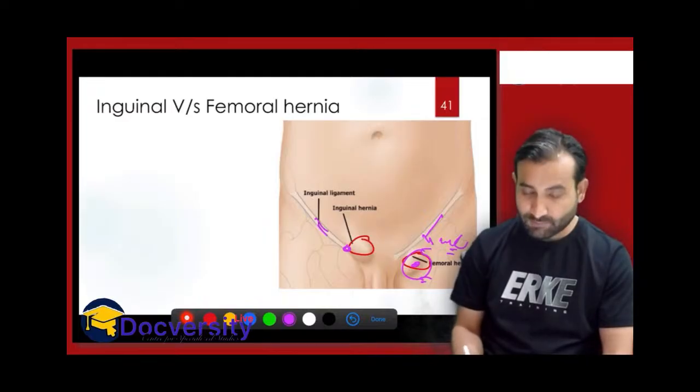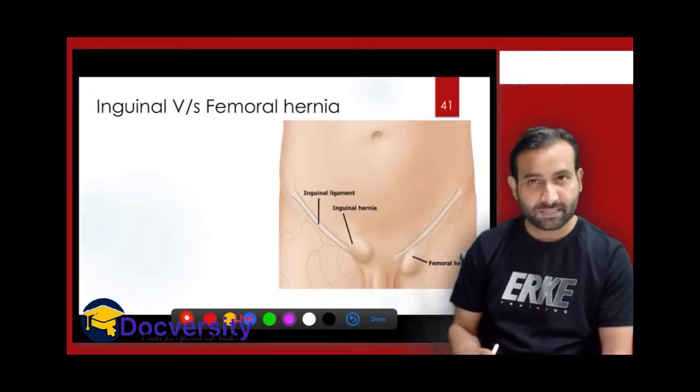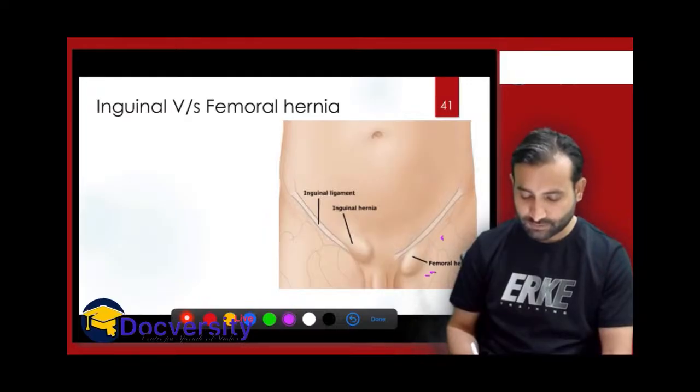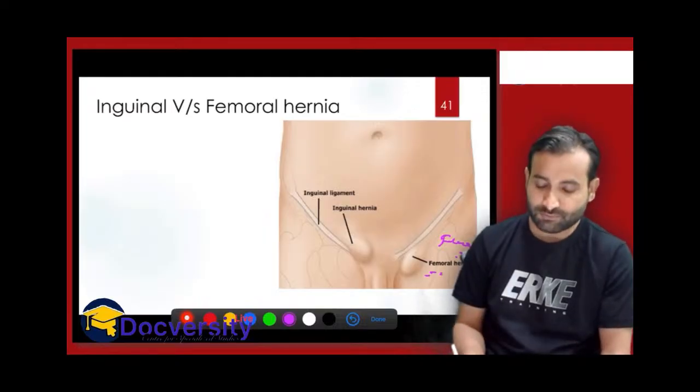And femoral hernia most commonly undergoes strangulation. Inguinal hernia less commonly goes for strangulation, okay? And femoral hernia is more common in female than in male, right? So please remember this one.